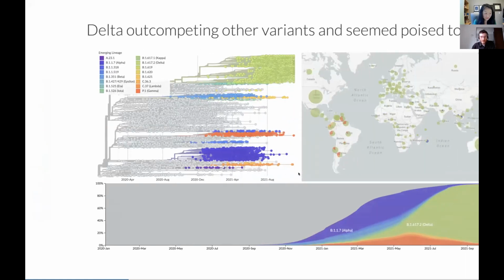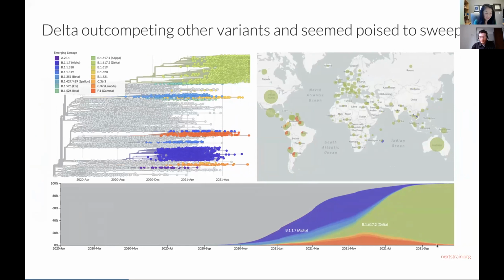And so by October 2021, basically everything was Delta, over 99% of things that were being collected from all over the world.